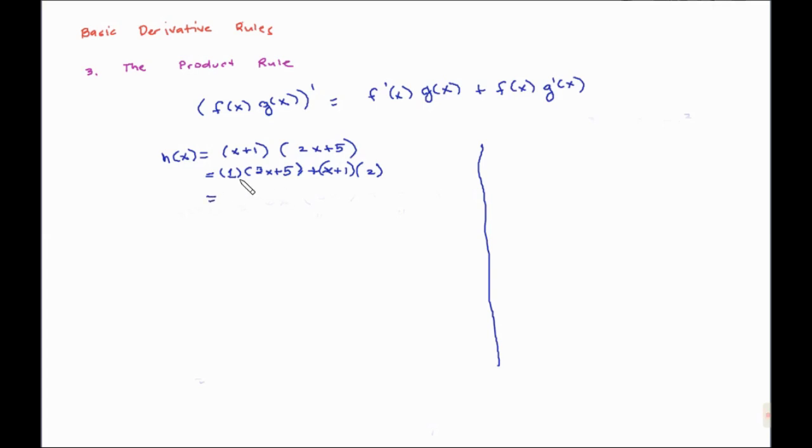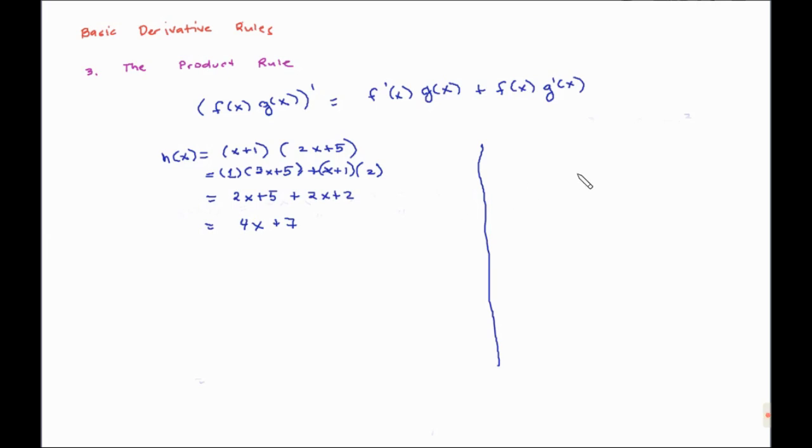Ganito na lang siya. Distribute natin si 1 sa 2x plus 5. So, you are going to end up with 2x plus 5 pa rin. Tapos, doon naman sa kabila, plus, distribute naman natin si 2 dun sa dalawa. We have 2x plus 2. Now, all you have to do is to combine like terms. 2x plus 2x is 4x, and then 5 plus 2 is 7.